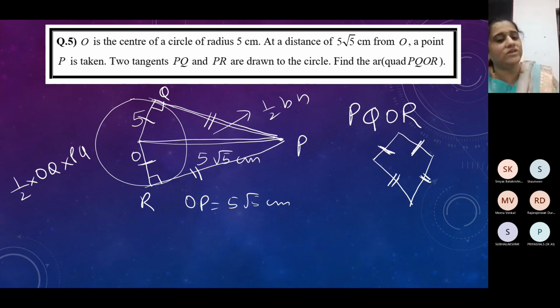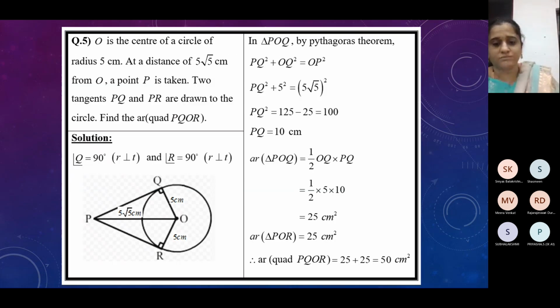The same will be the area of the other triangle POR. So the area of the quadrilateral is the sum of the areas of the two triangles. That's what you see here.